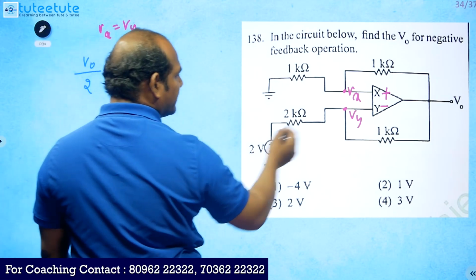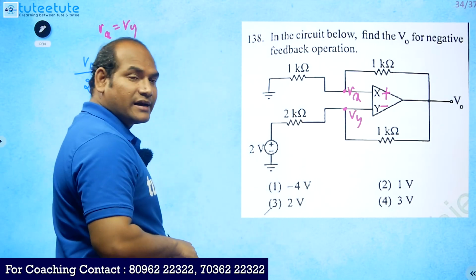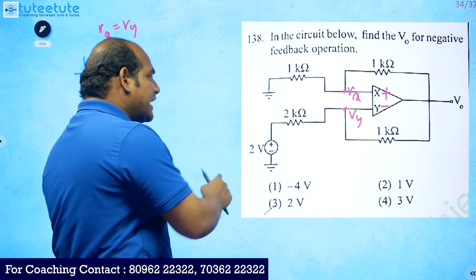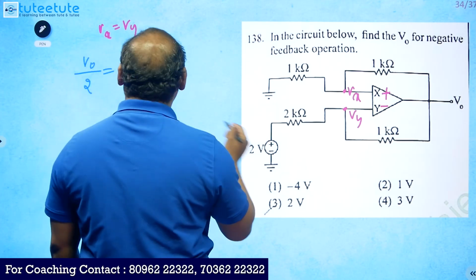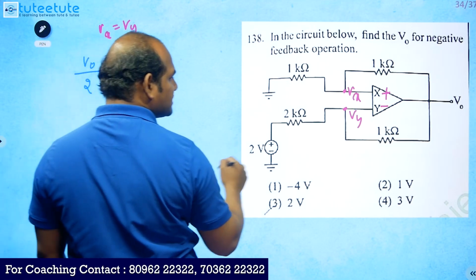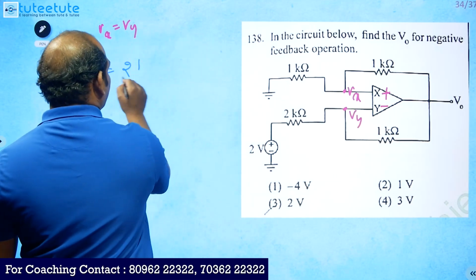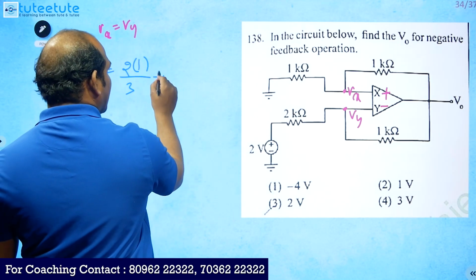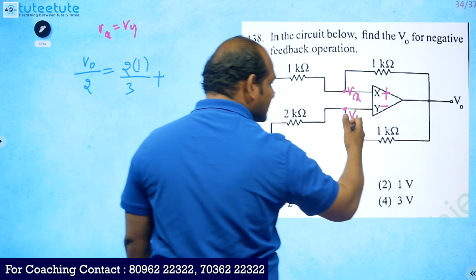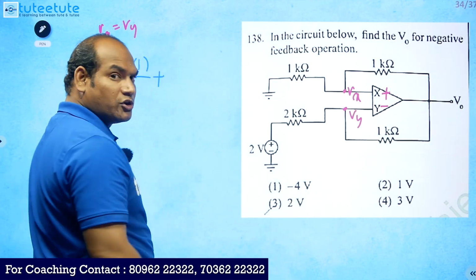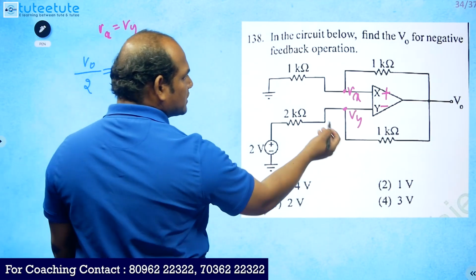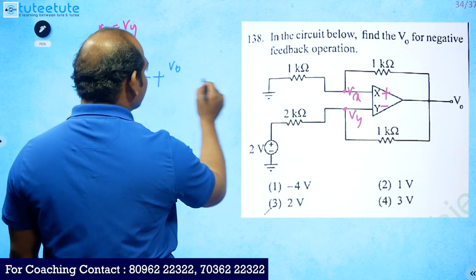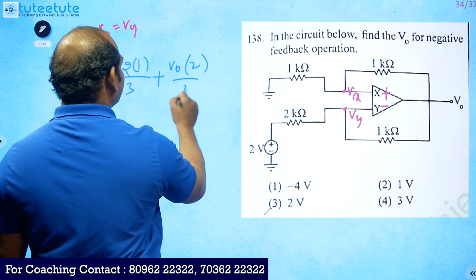It is equal to Vy, which we need to write. But Vy should be written using V0 and also using 2 volts. While writing with 2 volts, make V0 equal to 0. Supply voltage 2 volts into 1k by, here we have 2k plus 1k, that is 3. Plus, next we need to calculate this Vy due to V0. At that moment we need to make 2 volts equal to 0. So due to V0, V0 into 2k by 3k, 2 by 3. This is what we will get.